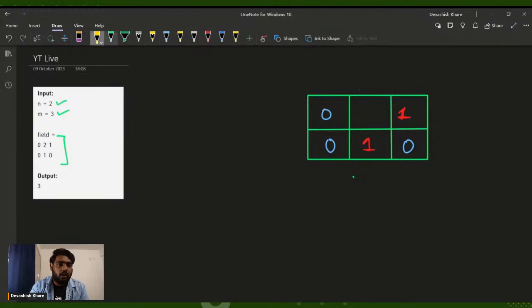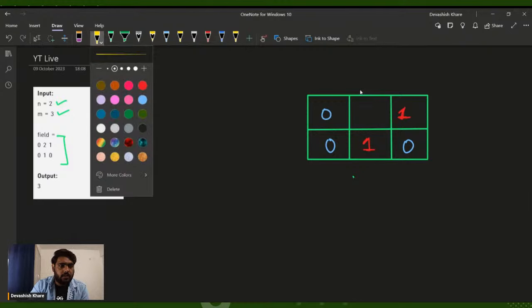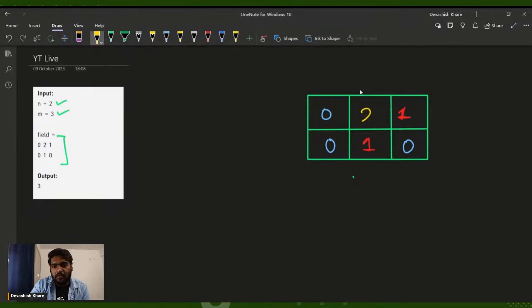Now, here comes the path which has special powers. This is 2, and this path has special powers. What powers does it have? Once you step into this cell, what will happen to all of its neighbors? When I'm talking about neighbors, what do I mean?